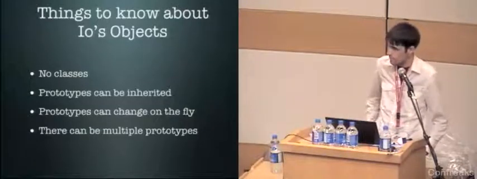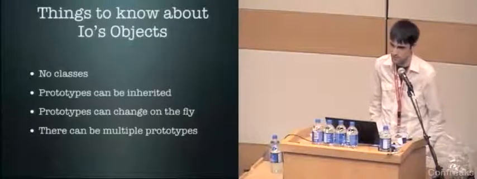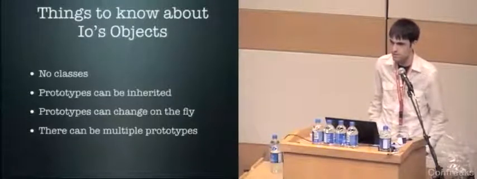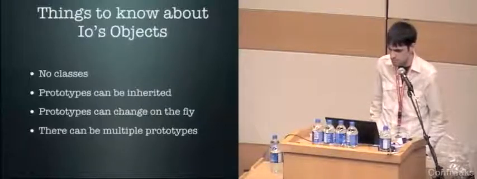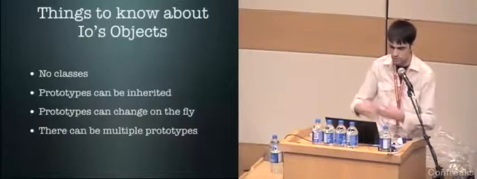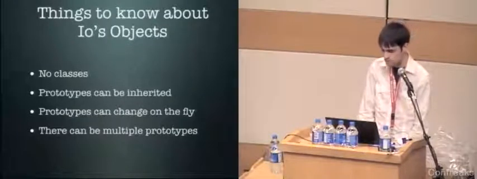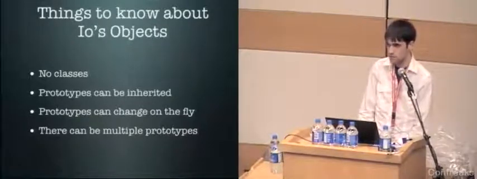First of all, there are no classes in Io. It's all just objects. Now, yes, in Ruby, classes are objects themselves, but it literally is just objects implementing an entire object protocol and object system. So we call these prototypes in Io. And prototypes can be inherited.